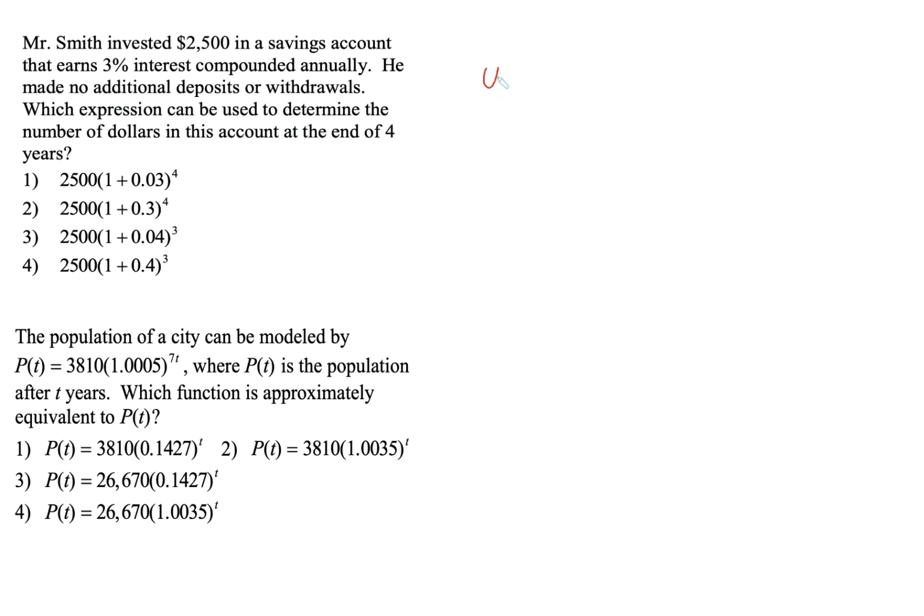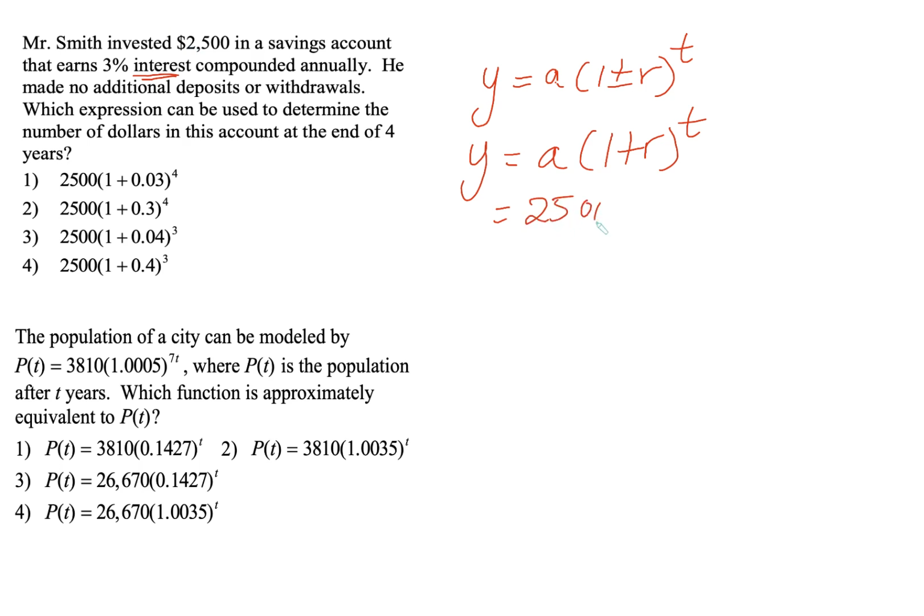So remember, our formula is going to be y equals a times 1 plus or minus r raised to the t. Now, because it's an interest, it's going to be a growth. So it's going to be 1 plus r raised to the t. And again, your test is multiple choice. So there are a lot of stuff here to help you. Now the initial value is 25,000.